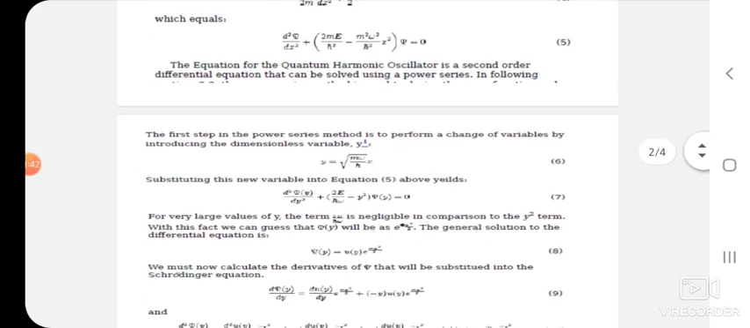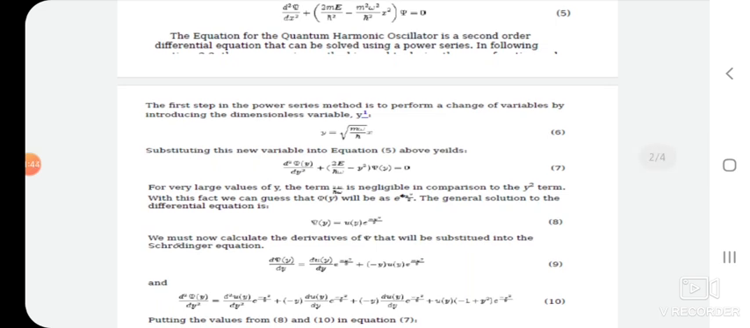We solved that equation in the last lecture also. Just a quick review of that derivation, and then we move forward. We define one variable y equal to square root of m omega by h cross into x. Substituting this new variable into equation 5, we get dou square psi of y by dou y square plus 2E by h cross omega minus y square, psi of y, is equal to 0.